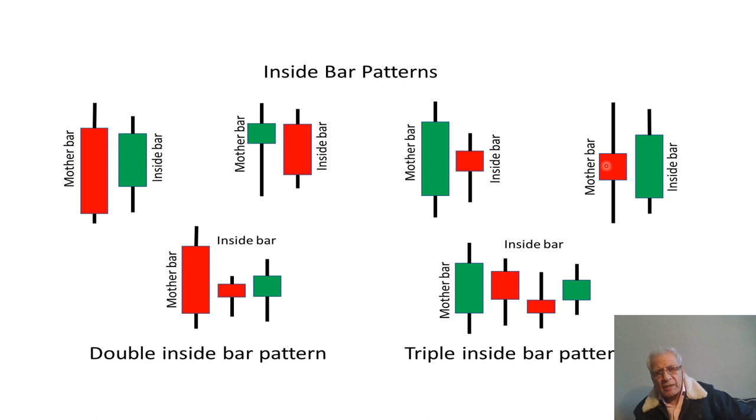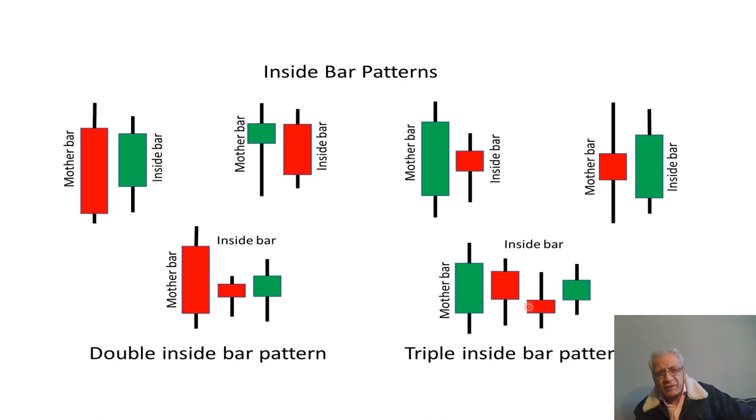Look at this one. That is a pin bar with a long upper and lower shadow, and this is an inside bar, which is within the upper and lower shadow of the mother bar, so it's considered an inside bar. Now here we have another case, where we have two candles as inside bars, and both of them are within the upper and lower shadow and the body of the mother bar, so it's considered an inside bar, with two inside bars and one mother bar.